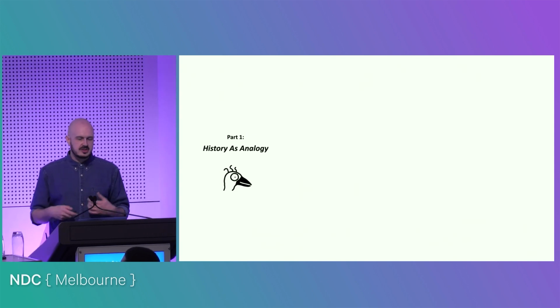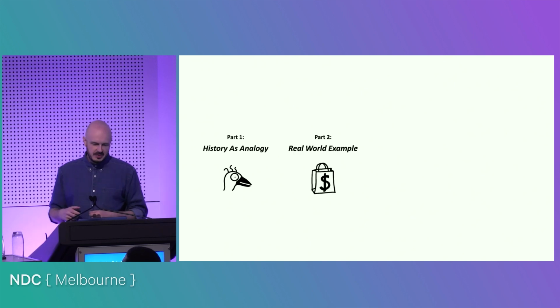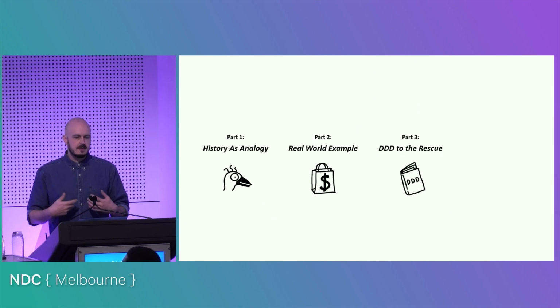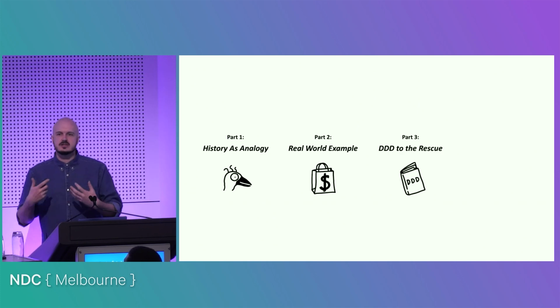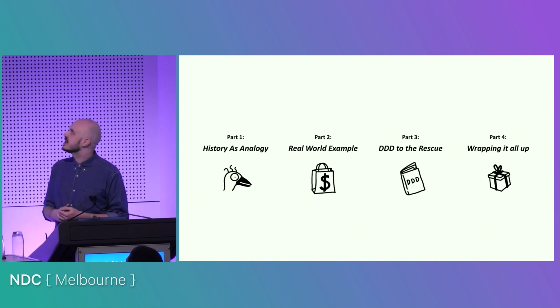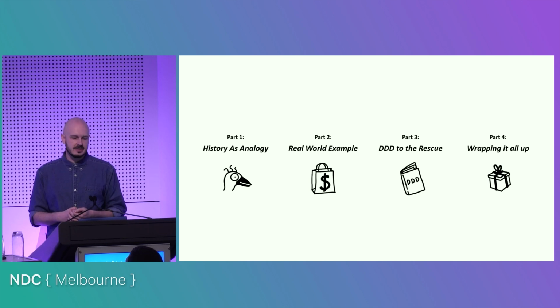First is a short history lesson that serves as a somewhat silly code analogy. Then in part 2, we'll use the same sort of problems that we saw before, but in a more realistic domain. In part 3, domain-driven design and some of its sibling practices come in to try and help us with the problems we've been facing. And then part 4, just a little wrap-up and summary at the end.